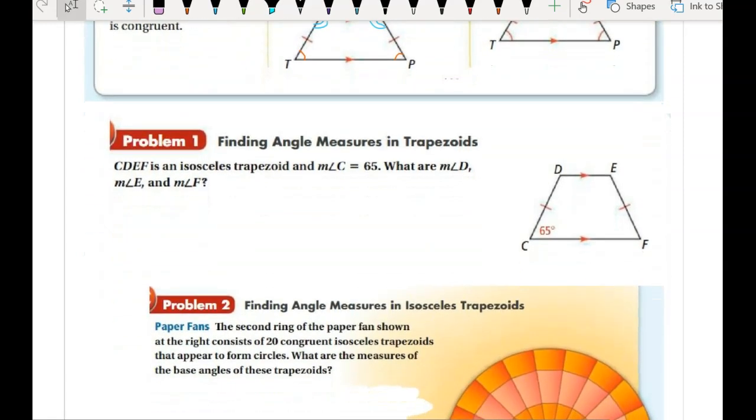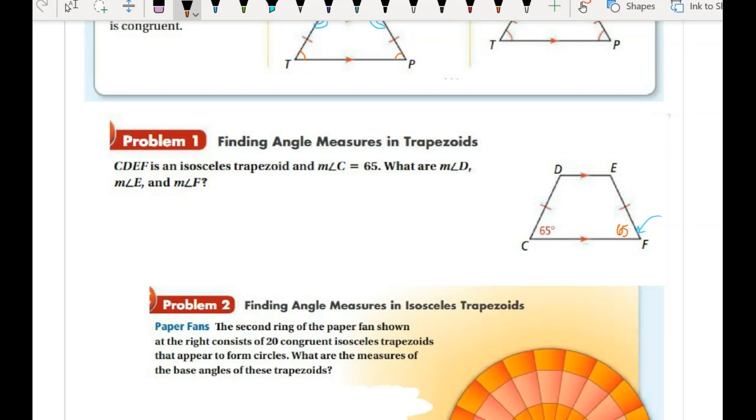Now let's take a look at problem 1. CDEF is an isosceles trapezoid. The measure of angle C is 65. It wants to know the measure of angle D, angle E, and angle F. So let's take a minute to look at that. Well, the first thing I know is that angle F is 65 degrees. Now, how do I know that again? I know that because base angles of an isosceles trapezoid are congruent.